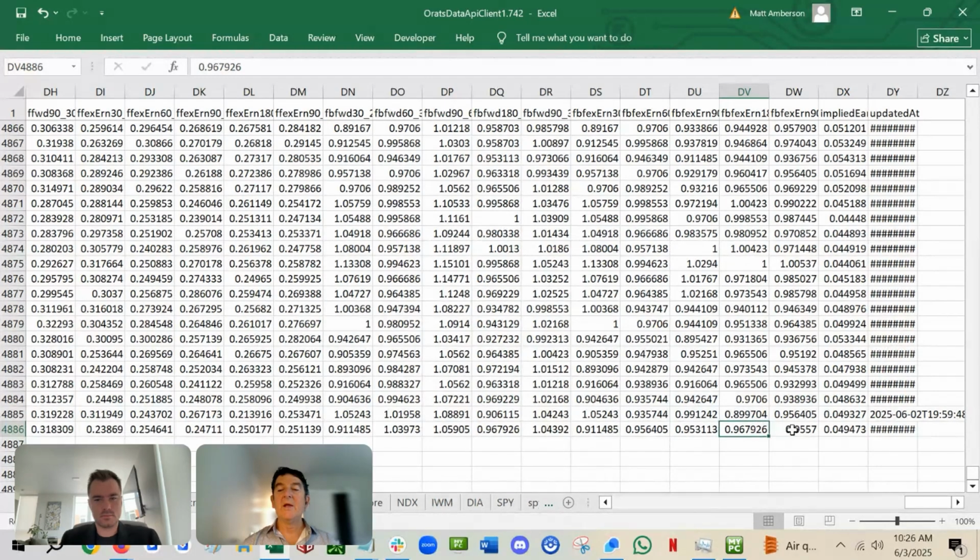One of the ones I like to use is the FB, because it divides the flat forward by the regular forward, and you can see when there's duress and when those are very different, duress in the market, and that's a good way to identify that.